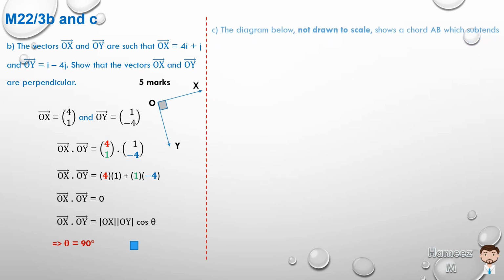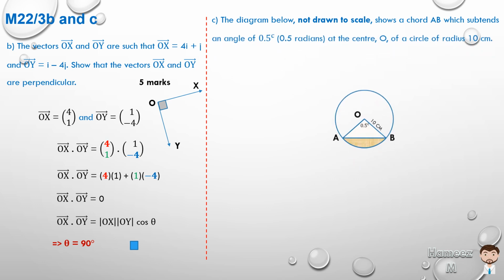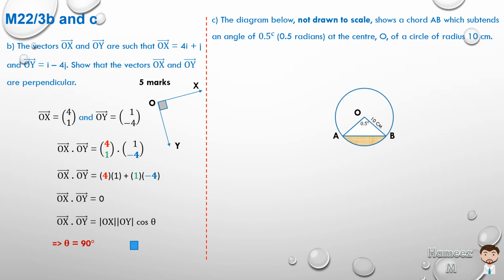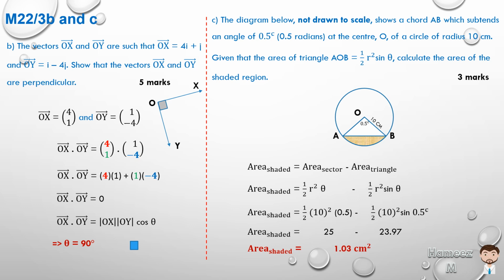Part C. The diagram below, not drawn to scale, shows a chord AB, which subtends an angle of 0.5 radians at the center O, of a circle of radius 10 centimeters. Given that the area of the triangle AOB is equal to half r squared sine theta, calculate the area of the shaded region.